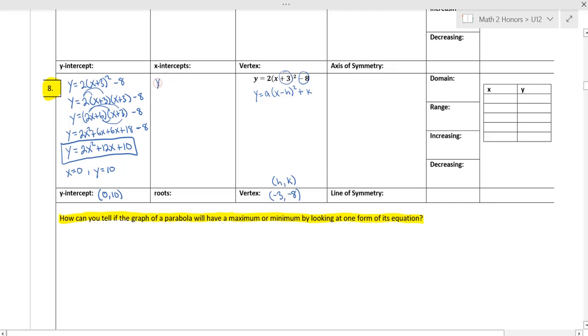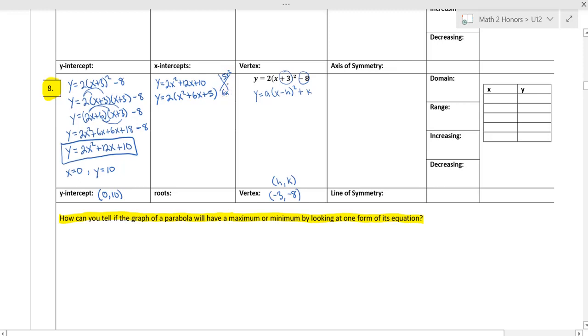So we have y is 2x squared plus 12x plus 10. I'm noticing all terms are divisible by 2. So I'm going to factor out a 2. I'm left with x squared plus 6x plus 5. And now I'm looking for two numbers that multiply to 5 times 1, which is 5, so 5x squared, and add to 6x.